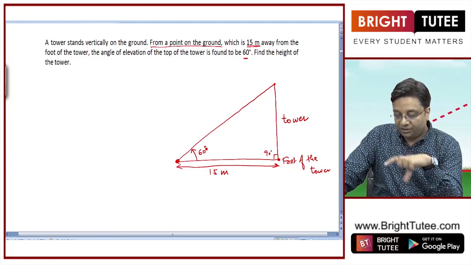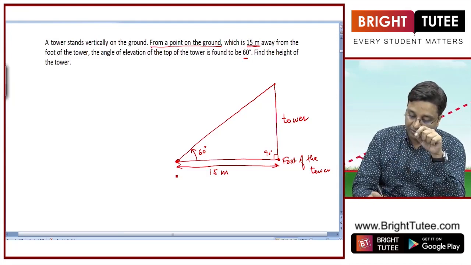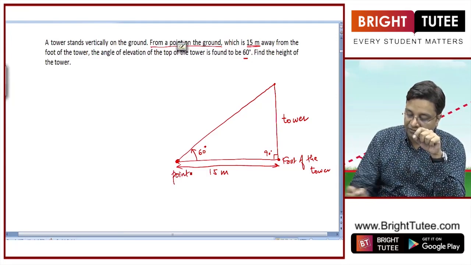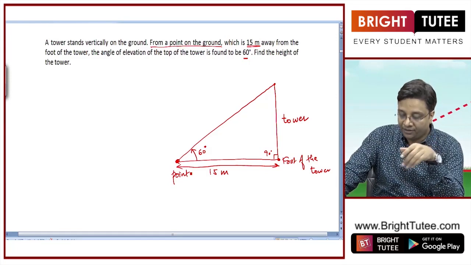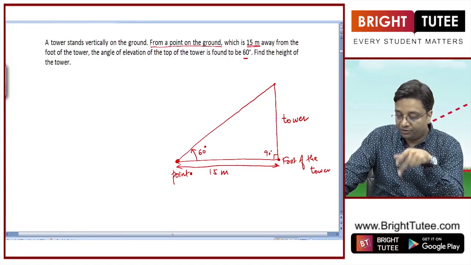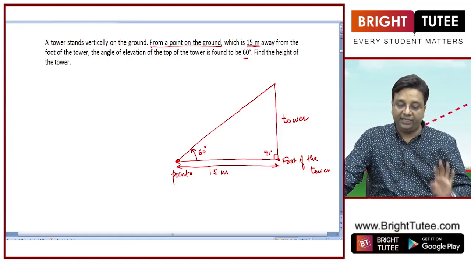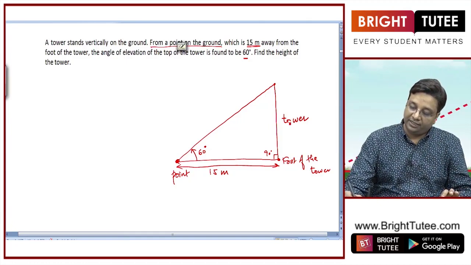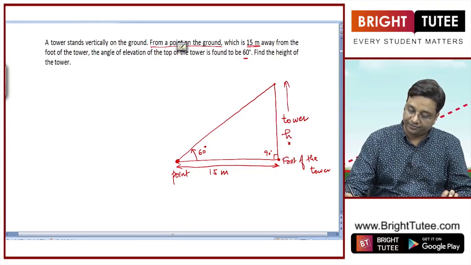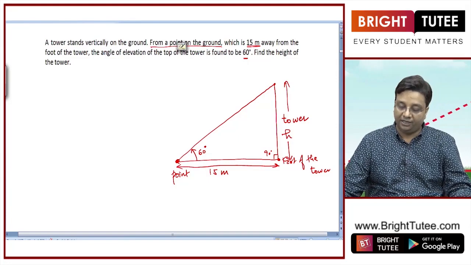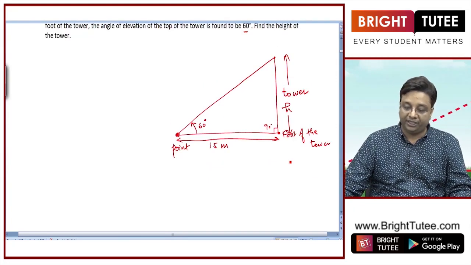Now you know this horizontal distance between this point and the foot of the tower is 15 meters. You know that the angle of elevation from this point to the top of the tower is 60 degrees. You need to find the height of the tower. Let us say the height of the tower is h, right? Height of the tower is h units, h meters.